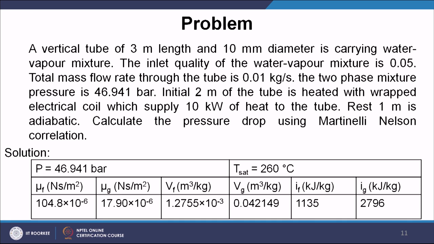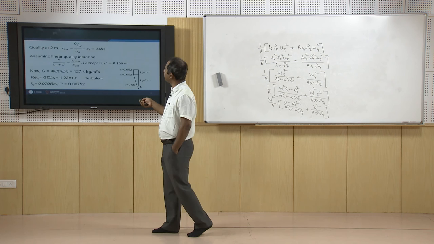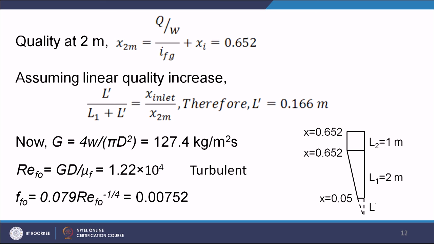First, at this pressure, we will find out the properties like saturation temperature, liquid and gas viscosity, liquid and gas specific volume, and the enthalpies. Now, as we have done in the homogeneous flow model, let us find out the quality at the exit of 2 meters of the pipeline. I will find it by Q by W i_fg plus x_i, because at the inlet we had some quality, 0.05. So, we can find that at 2 meters it becomes 0.652.